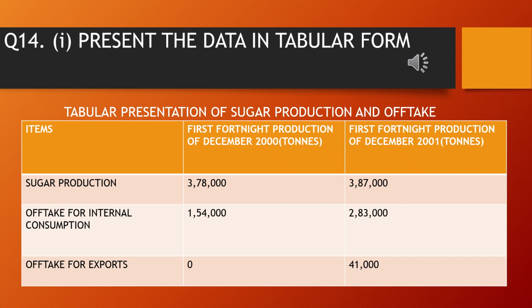The first answer, to present the data in tabular form, is this tabular presentation of sugar production and offtake. Here the items are sugar production, offtake for internal consumption, and offtake for exports. The first fortnight of December 2000 in tons and the first fortnight of December 2001 in tons are presented. So we find the values as 3,78,000, 1,54,000, and offtake for exports is 0 for the first fortnight of December 2000. Here again we put the values accordingly, and the tabular presentation of sugar production and offtake is presented.